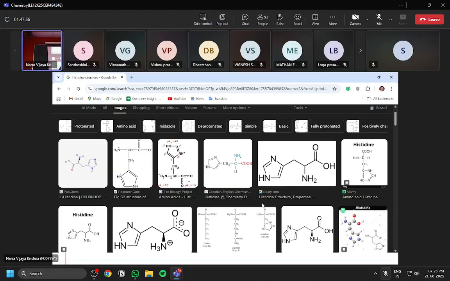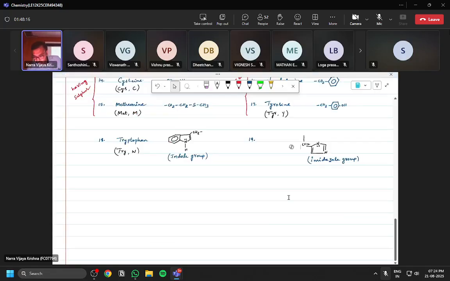Wait. Lone pair nitrogen, okay. Here, lone pair nitrogen. It is not adjacent to lone pair nitrogen. It is adjacent to double bonded nitrogen. Correct? Means this structure is wrong. So where do I have to keep that chain? The chain must be here. Here it should be CH2, this. This is imidazole, right? Histidine.